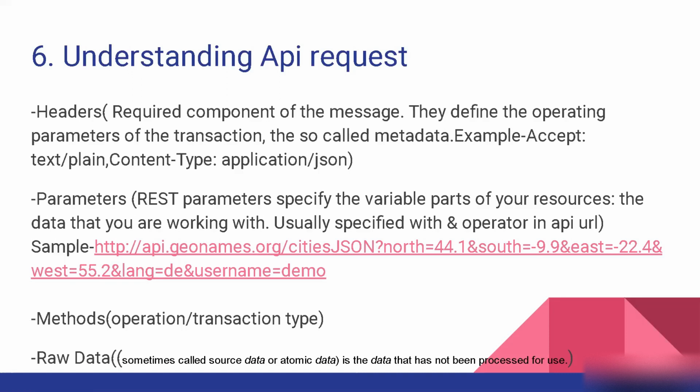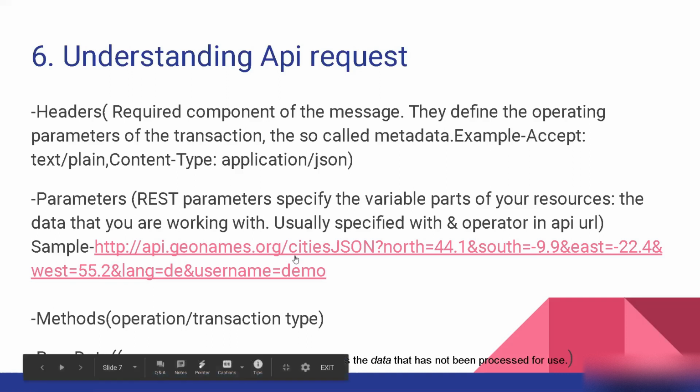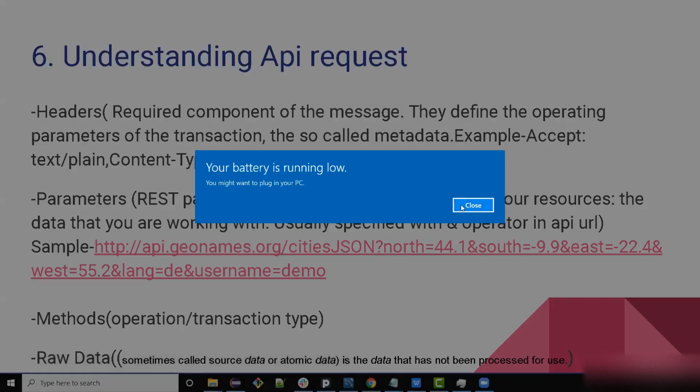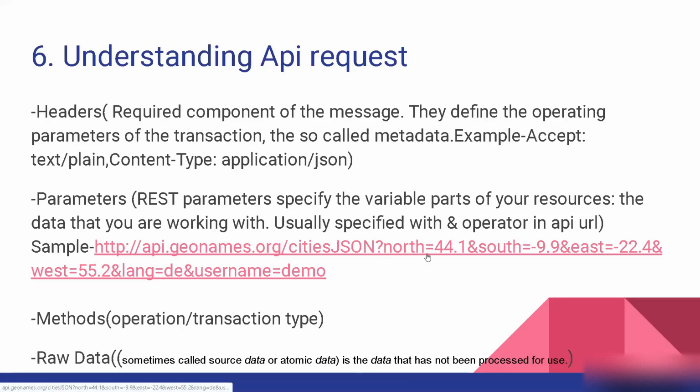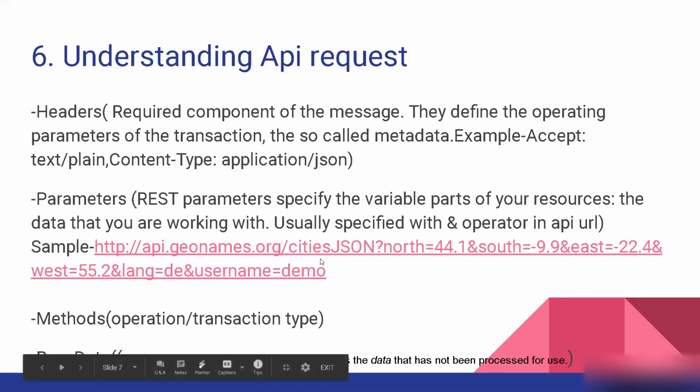Sometimes, I talked about Facebook authentication in the earlier slide. Sometimes those authentication tokens are also provided in headers. Parameters. REST parameters specify the variable parts of your resources, the data you are working on. If you see this example, parameters are basically all the data which is present after the question mark. So north equals 44, south equals 99. These are all parameters. Methods. We talked a little bit about methods. This is basically the transaction type.